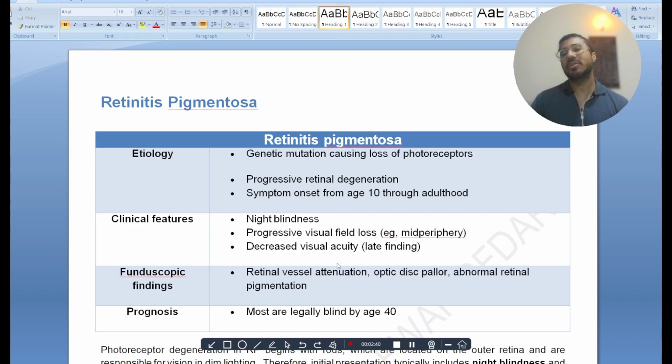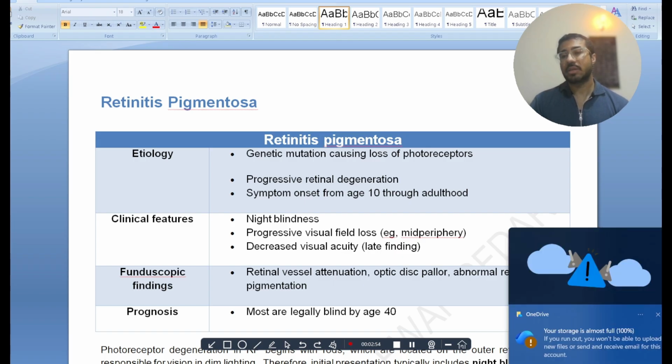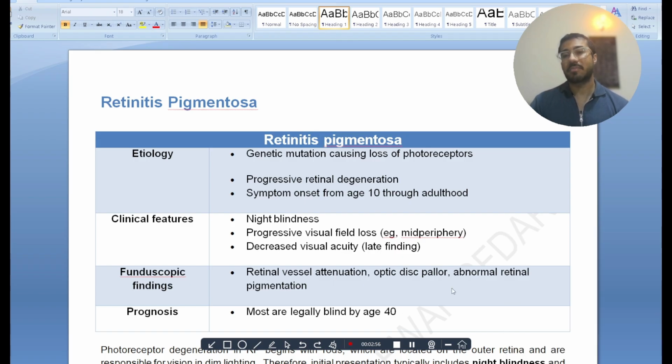Initially, night blindness with loss of peripheral vision due to the rods being affected, and late in the disease, cones are also affected. That results in decreased visual acuity and difficulties in vision in the daytime as well. Retinal vessel attenuation, optic disc pallor, abnormal retinal pigmentation.